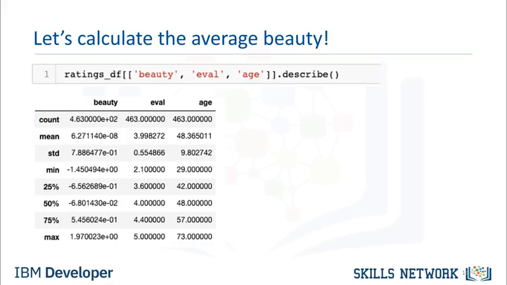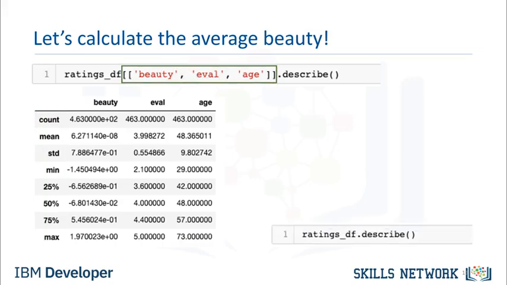To find the summary statistics for a subset of the variables, you will have to state the column names, as we can see here. Otherwise, for the full population, we will call the .describe function on the data frame.